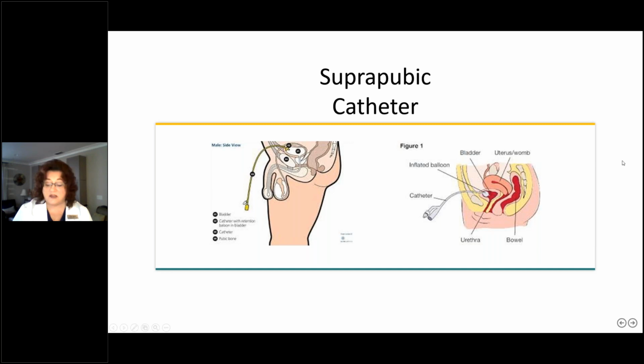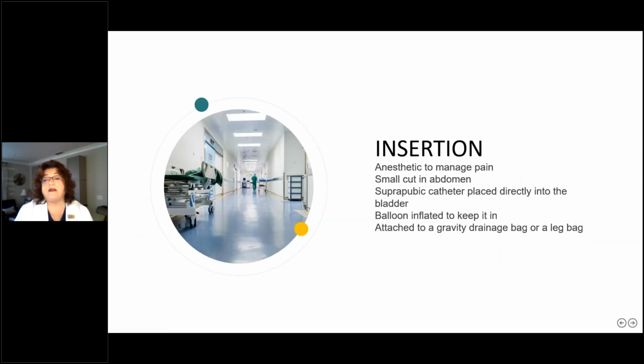There are a lot of benefits to this. We'll go over some of that, but it's very, very simple to put in. They use an anesthetic to manage the pain. They cut a small hole in the abdomen, and the suprapubic catheter is placed directly into the bladder. So the balloon is used to keep it in, and then it's attached to a gravity drainage bag or leg bag. Again, it's important to have the right amount of fluid in that. You don't want to have too much or too little. It can fall out, and also it can cause irritation to the bladder as well.